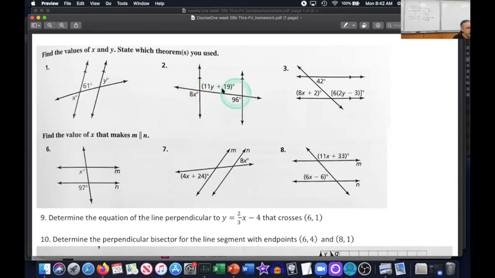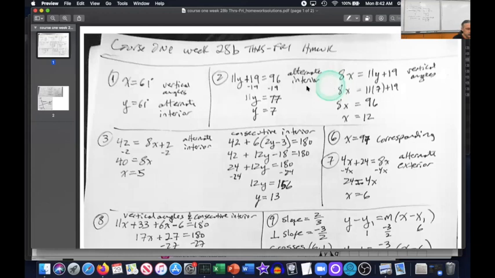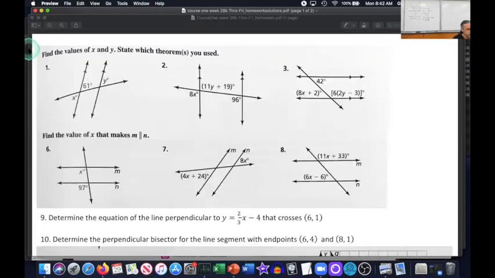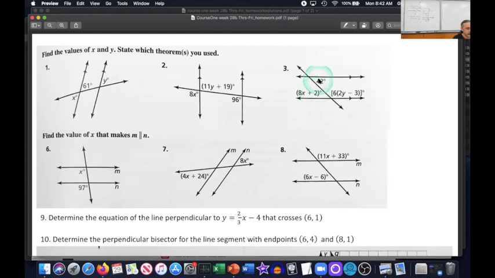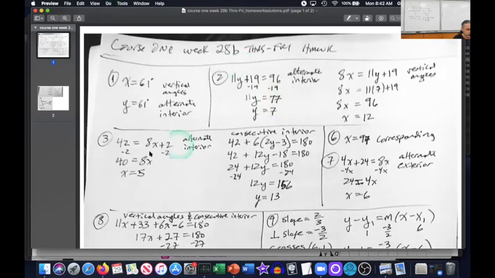All right, and then here, alternate interior angles. So you can solve for y. And then once you get the value of y, you can use vertical angles to solve for 8x, right? And then here we can use alternate interior angles to solve for x, and then to solve for y, we can use consecutive interior, right? And remember, consecutive interior means supplementary, so you add the two angles to equal 180.